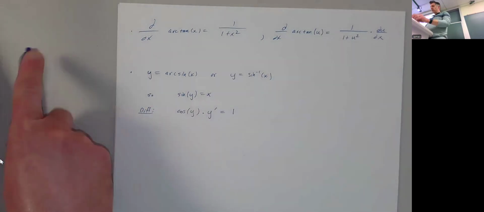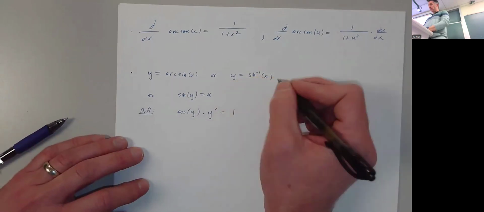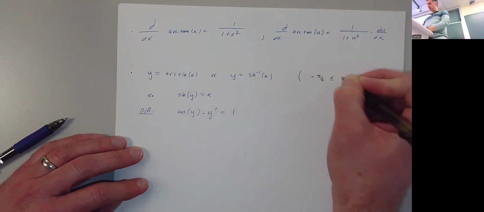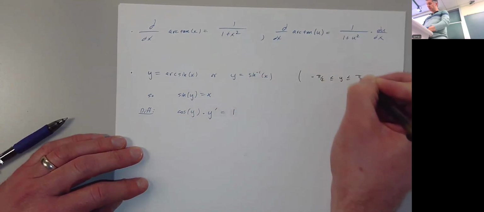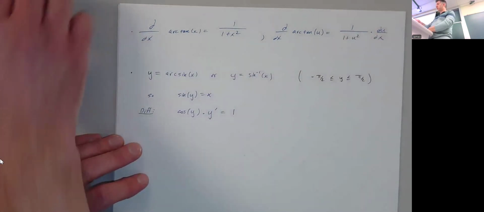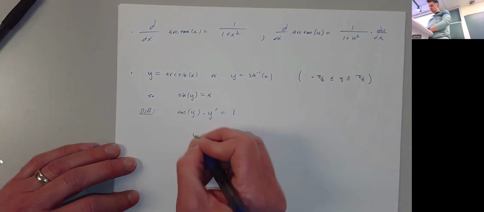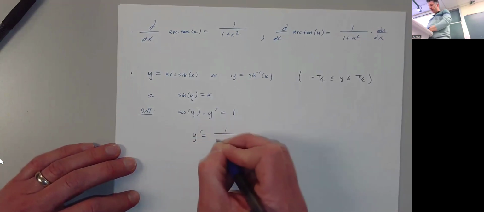Also, let me write something. I'll point out here that for y equal to inverse sine of x, note that y is between negative pi over 2 and pi over 2, just so I can say the things with more confidence at the moment. Solving for y prime here, y prime is equal to 1 over cosine of y.